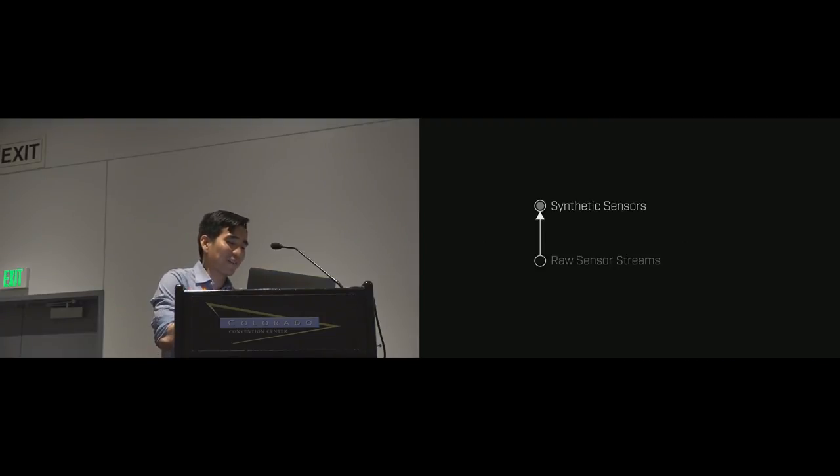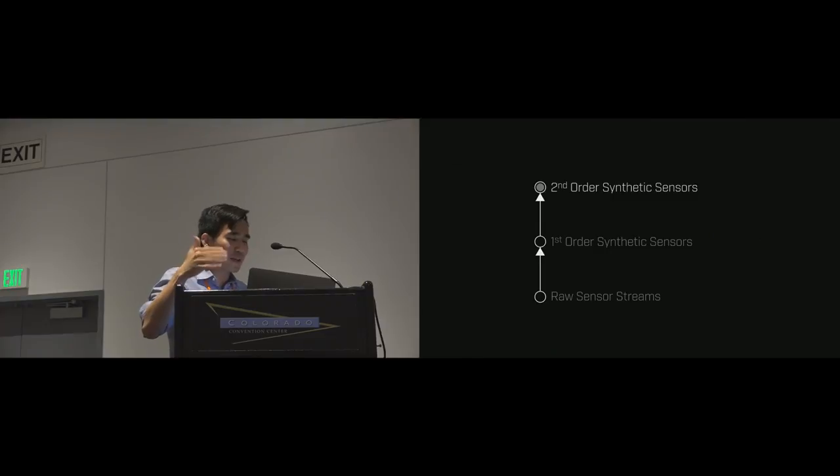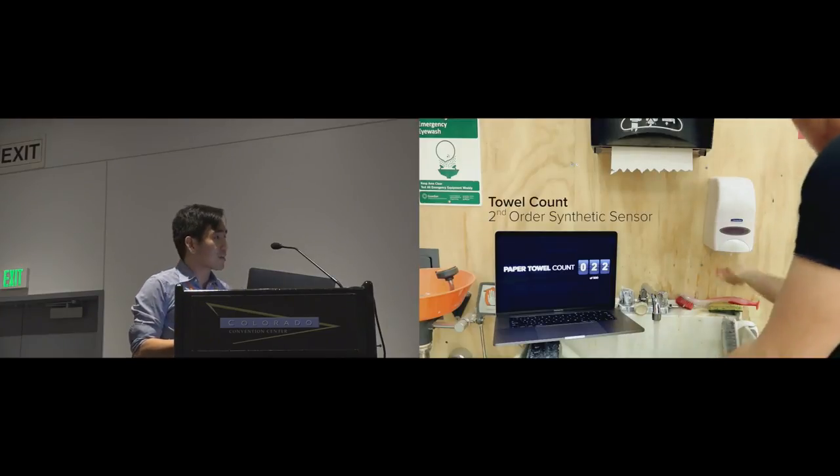All right, that's a lot of stuff. The synthetic sensors seen thus far are what we call first-order synthetic sensors. They have learned a particular environmental event and can only detect activations. However, these basic synthetic sensors can go a level higher. We call them second-order synthetic sensors, able to capture higher-level semantics, such as count.